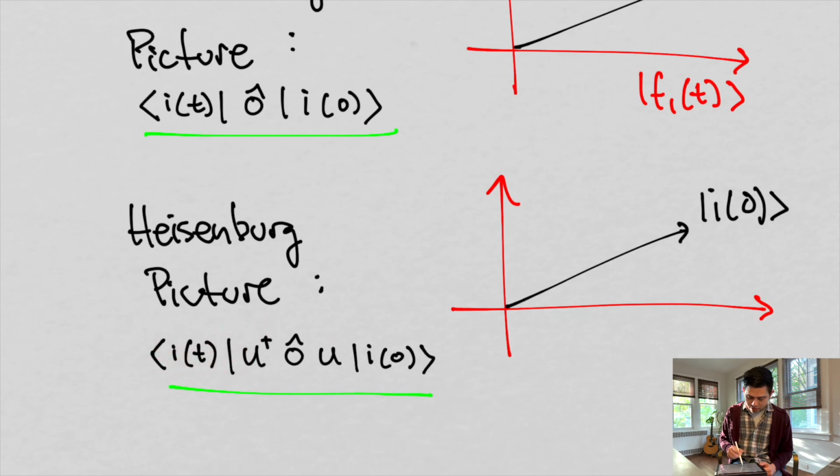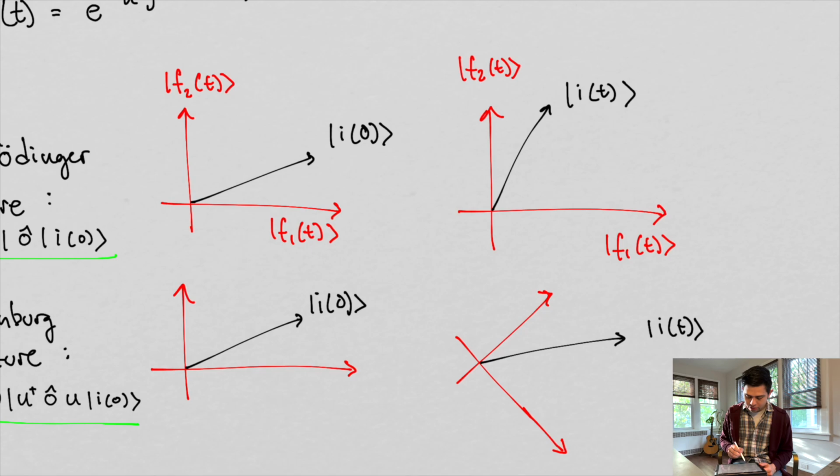So essentially, U dagger, that's going to be 1. So we're not really doing anything to change the state here. We can see it's pointing in the same direction, right?